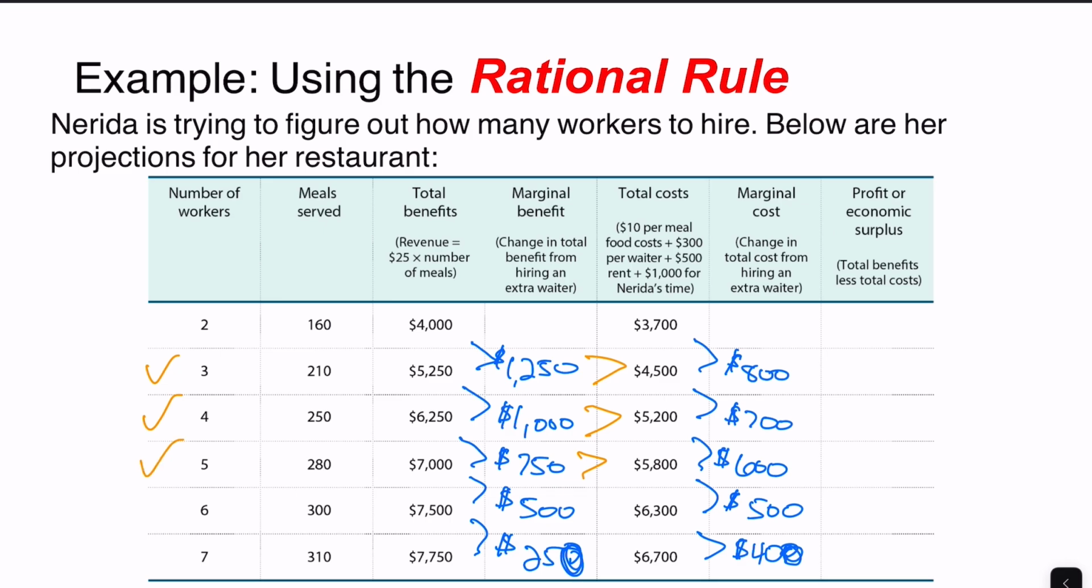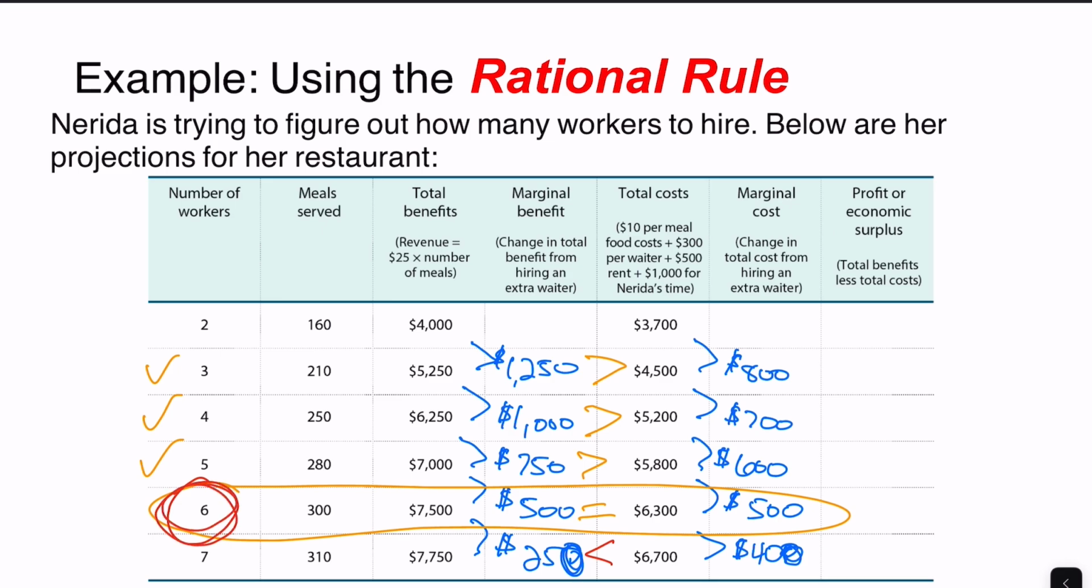Fifth worker, marginal benefit is greater than marginal cost. Hire that worker. Sixth worker, they're equal. That means we stop at that sixth worker. If we go on any more, then our marginal costs are greater than our marginal benefits. You can think of this as the costs going up more when you hire that 7th worker than the revenue you get. That's going to make your profits go down, and that's bad. So we don't want to hire that 7th worker when the marginal costs outweigh the marginal benefits. That's the rational rule. It says hire 6 workers. That's going to maximize your profits.